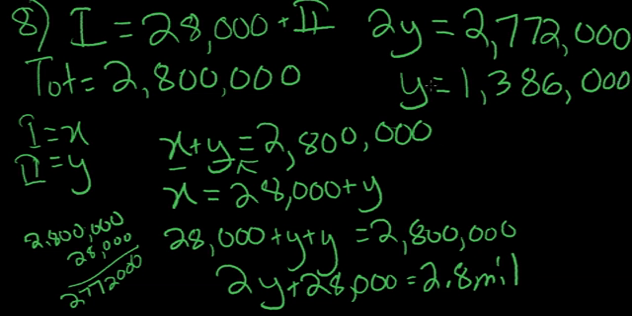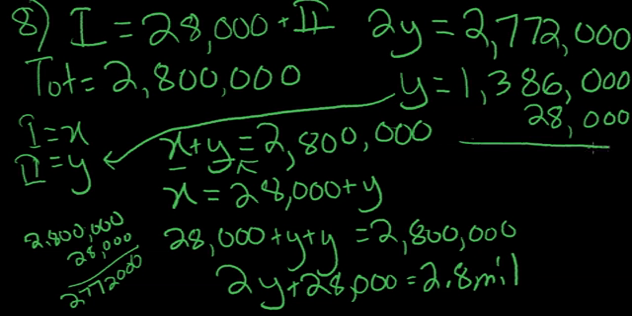That's all. Y equals 1,386,000. Y is the number of votes cast for candidate 2, and we're trying to find the number of votes cast for candidate 1. So all we need to do is add 28,000, because that's the equation we made over here. X equals 28,000 plus Y. So when we add these together, we get 1,404,000. And we're still not done yet.